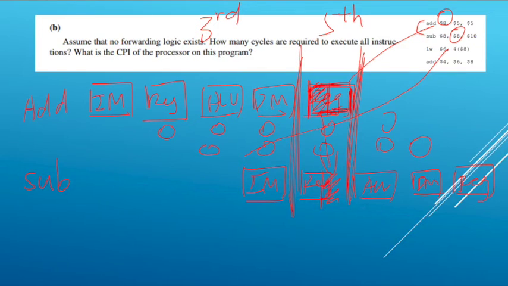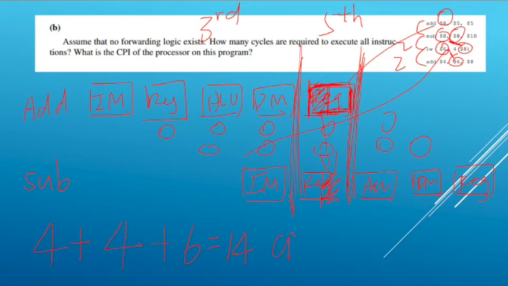So by the same logic, we will have 2 lines of stall in between sub and load word instruction because we have a dependency over here. And we will have 2 lines of stall in between load word and add instruction because we have a dependency over here. So to count how many cycles are required to execute all instructions, we need to count 4 instructions. And we need to add 4 cycles to finish up the pipeline. And we need to add a total of 6 stalls. That will give us a total of 14 cycles.